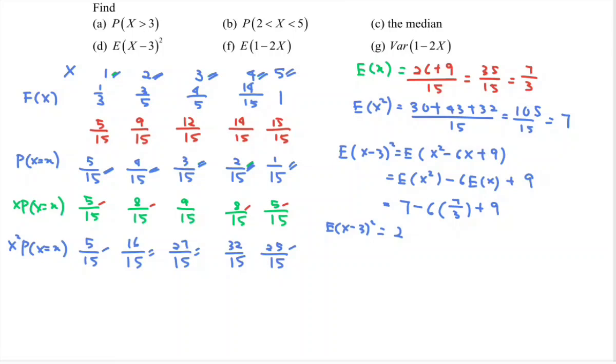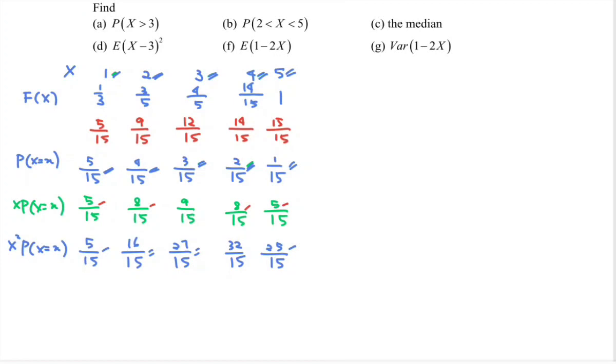Next, repeat the same thing. We have E of 1 minus 2x. So E of 1 minus 2 E of x. 1 minus 2 times 7 over 3. So from here, we have 7 over 3 multiplied with negative 2 and then plus 1. And we will have negative 11 over 3.